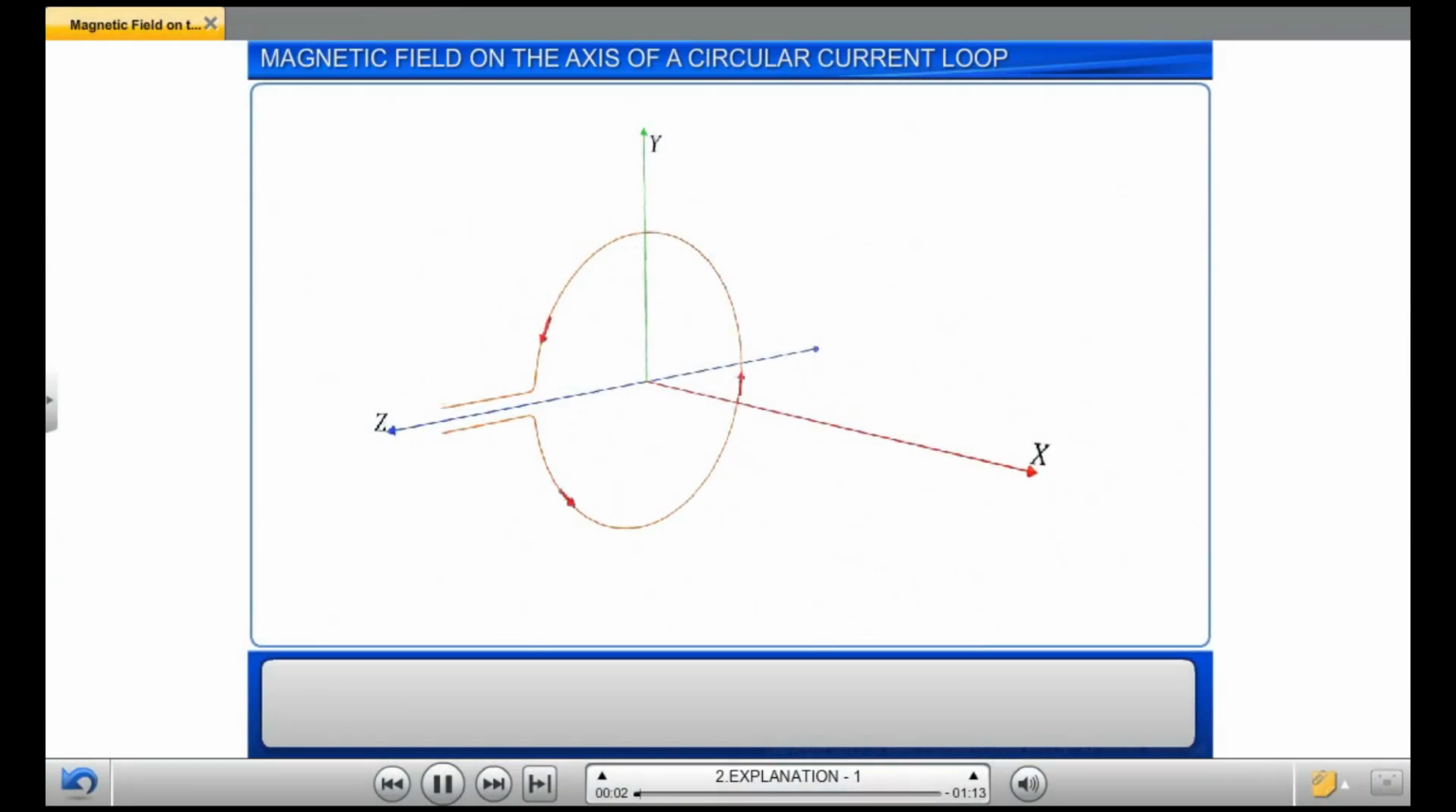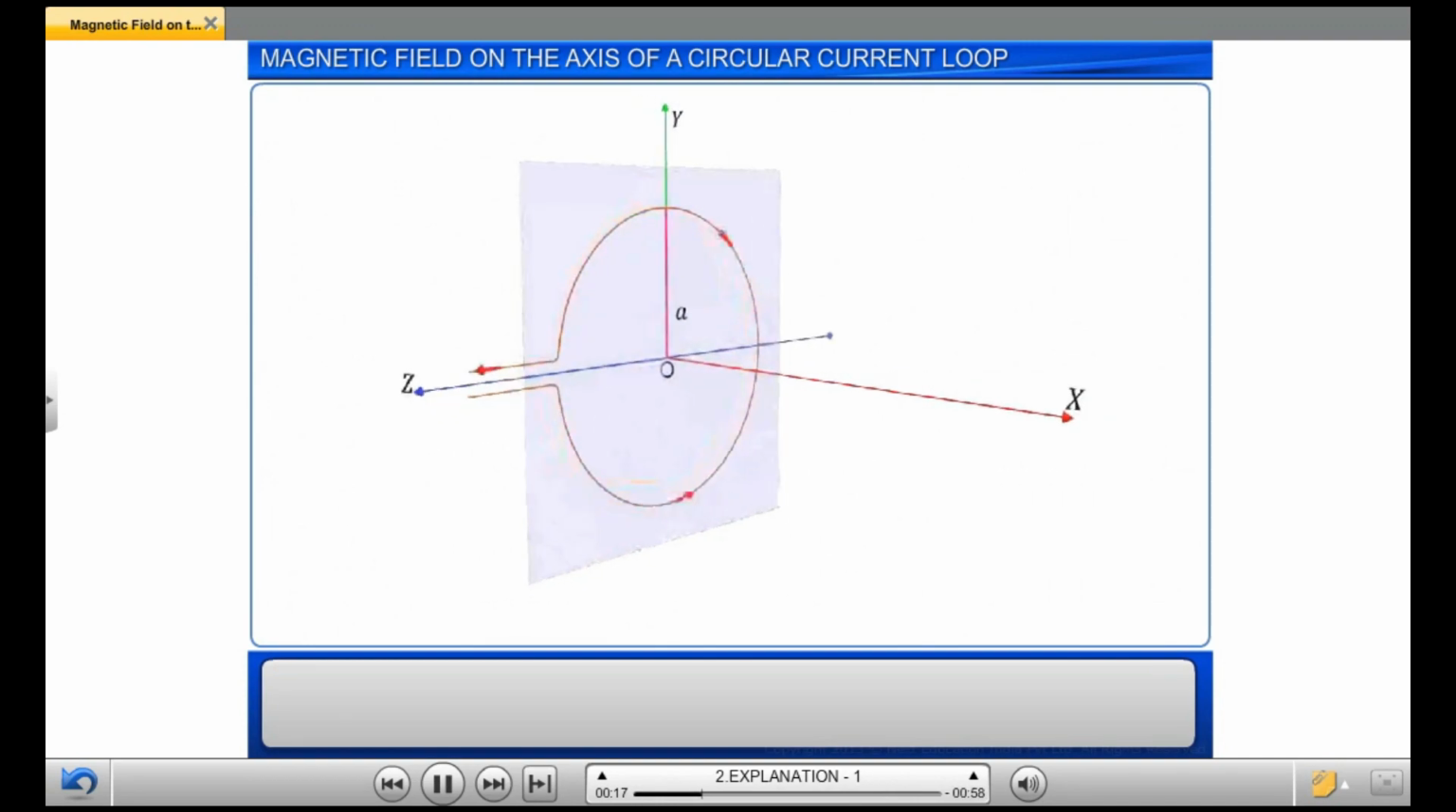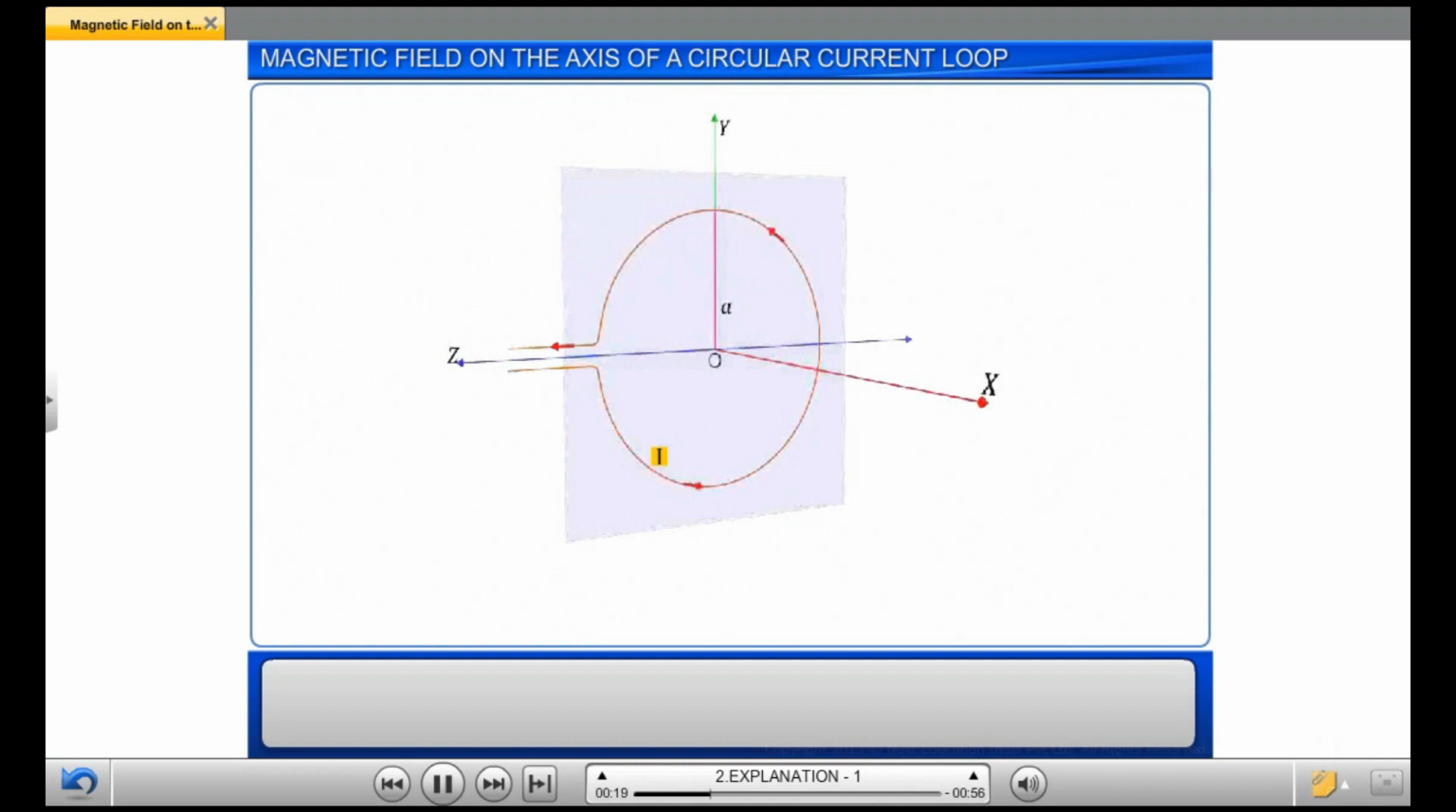Consider a current-carrying conductor in the form of a circular loop of radius a with center O at the origin of the coordinate axes. The plane of the loop is along the YZ plane. Let I be the constant current passing through the circular loop.